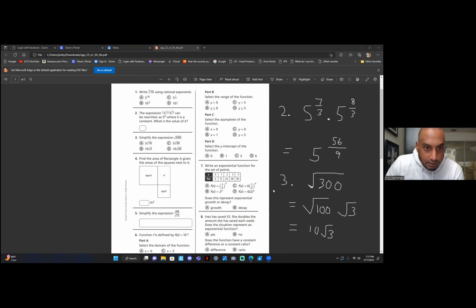Number 4. Find the area of rectangle A given the areas of the squares next to it. So that's 108, that's 48. Let's draw a little diagram. Here's your 108 feet squared. This is the one we're looking for, A, and 48 underneath. So how are we gonna find A?